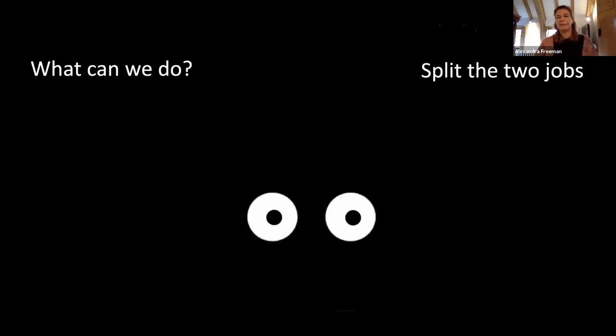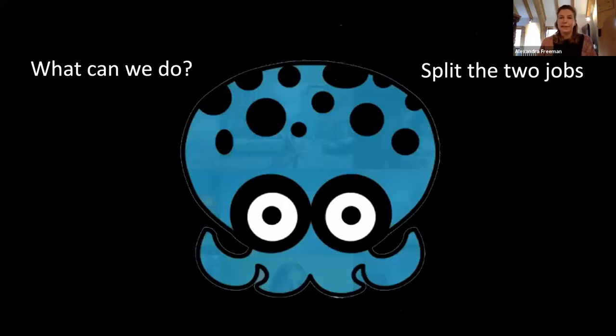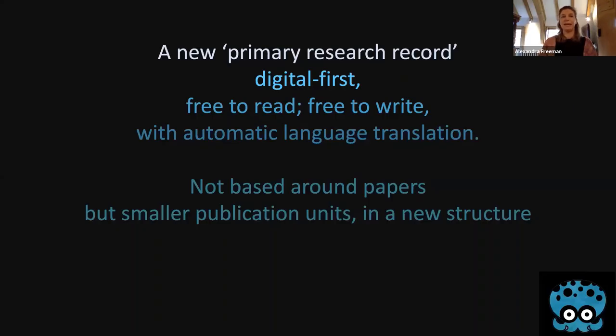Well, I think the answer is to split these two jobs, and that's what Octopus is. It's designed to be the new primary research record, to take on that second job, leaving journals free to do the first properly. And then we don't have the incentives of good dissemination bending the incentives of good research. And if we can start again with a new primary research record, it allows us to design it entirely around making the incentive structure work for science.